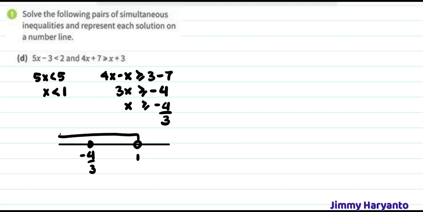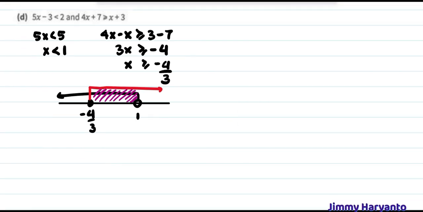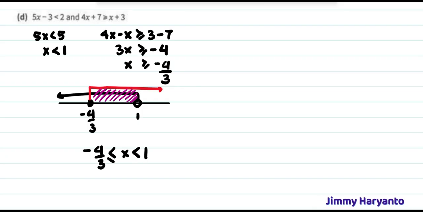1 will go to the left because it's less than. And then this one will go to the right because it's greater than. The overlap area will be this one. That means this is our solutions. Because the answer is in between of negative 4 over 3 and 1, that means the solution will be like this. Negative 4 over 3, x and 1, the sign will be less than. Negative 4 over 3 has an equal sign, while the 1 doesn't.